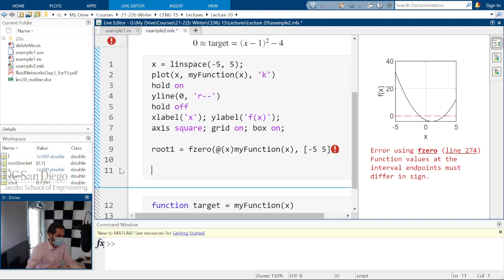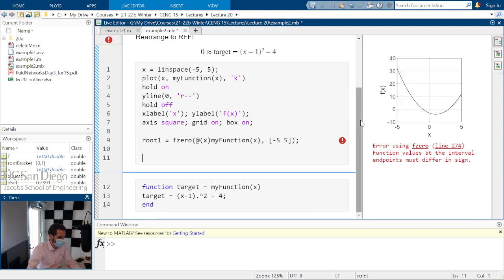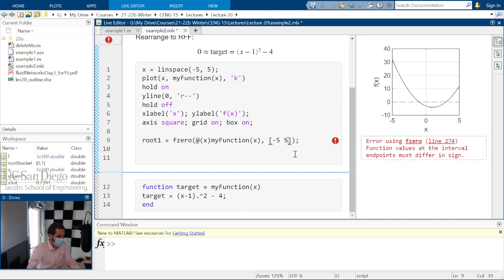Okay, so we've already got a root 1. Let me give us a little bit more. Actually, I'll just zoom out a little bit. Root 1 has been written here. We just need to change the range. So it looks like it's somewhere between 0 and 5. So I'm just going to say 0 to 5.